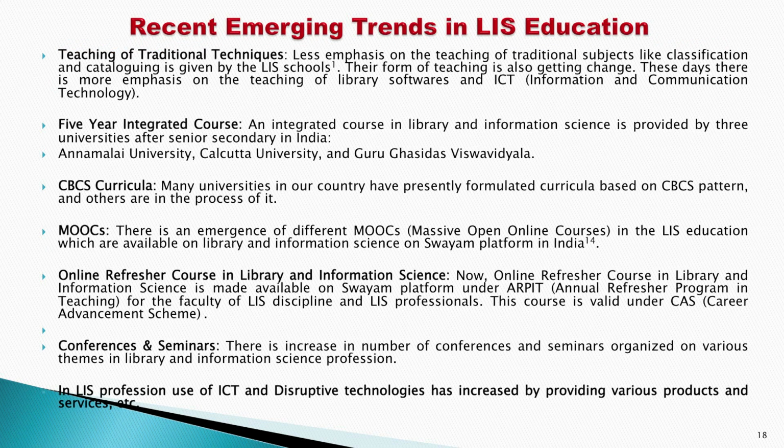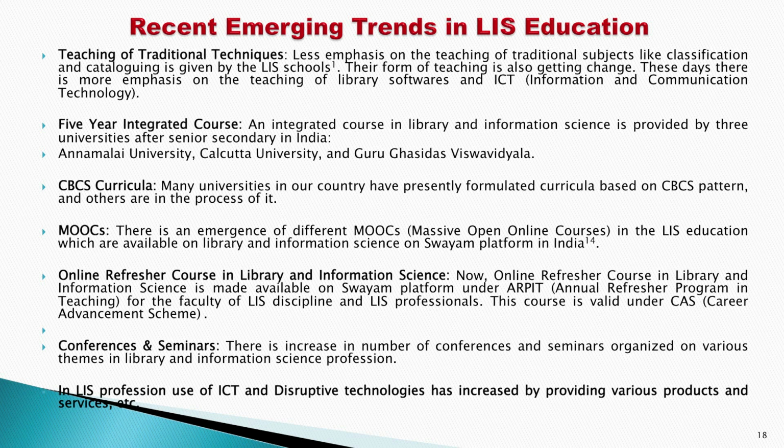Recent trends emerging in our LIS profession: less emphasis is given by LIS schools on teaching traditional subjects like classification and cataloging. Their form of teaching is also changing. These days more emphasis is given on the teaching of library software and ICT. 5-year integrated course. An integrated course in library and information science is provided by 3 universities: Annamalai University, Calcutta University and Guru Ghasidas Vishwavidyalaya. CBCS curricula.